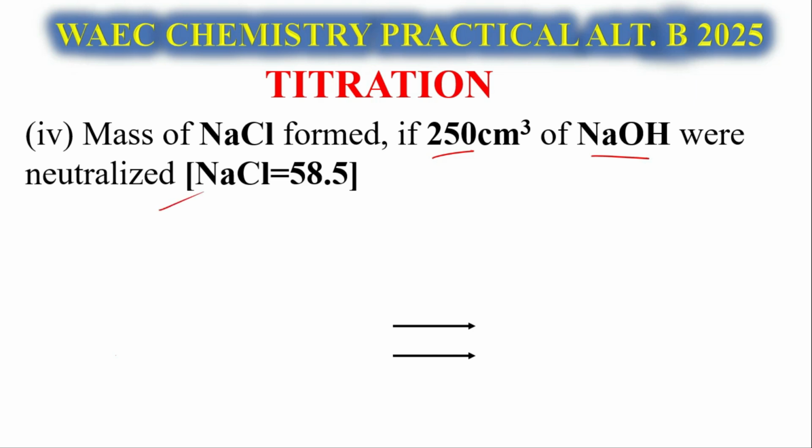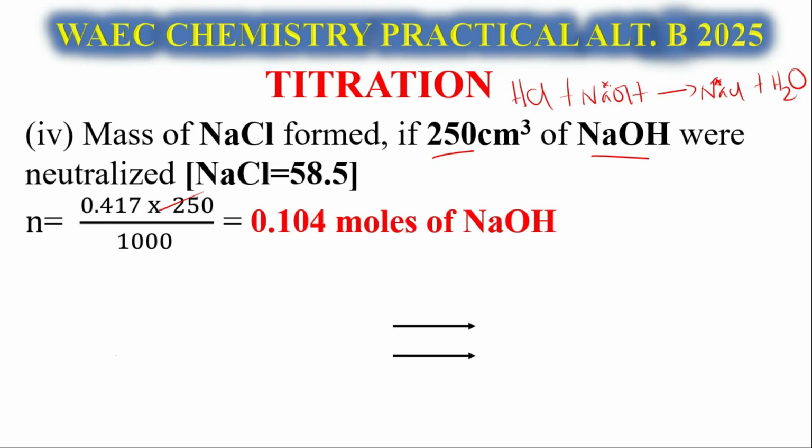All right, to calculate the mass of NaCl formed if 250 cm³ of NaOH were neutralized by the acid. Of course, look at the balanced chemical equation, HCl plus NaOH to produce NaCl plus H2O. Okay, this is a balanced chemical equation. Now we are asked to calculate the mass of sodium chloride when you have 250 cm³ of this, when neutralized. So we can use this method from the balanced chemical equation. First of all, this is 1 mole and this is 58.5 gram.